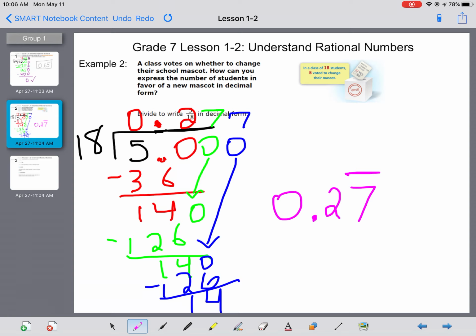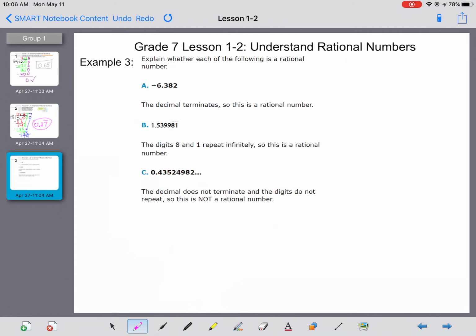repeats. And yes, this is considered rational because it follows one of the 2 steps. It either has to terminate, which means stop, or it has to repeat forever. And the 7s repeat forever. So yes, this is rational, and it's considered a repeating decimal. So this is my answer.